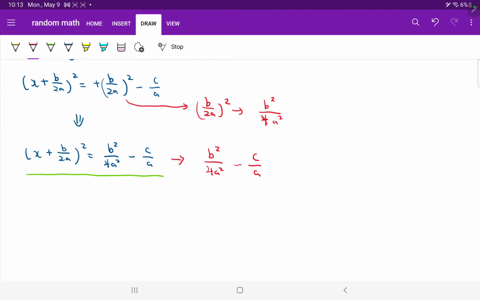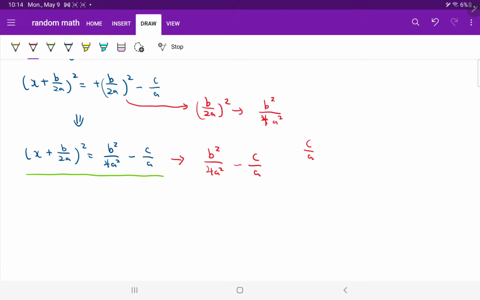Or the other question is, how will you minus this? We learned in grade 8 or grade 9 mathematics that if we want to minus a fraction like this, we need to make the denominator the same. So we want to make c over a, the bottom of which is a, the same as 4a squared. So how do we do that? We multiply it by 4a.